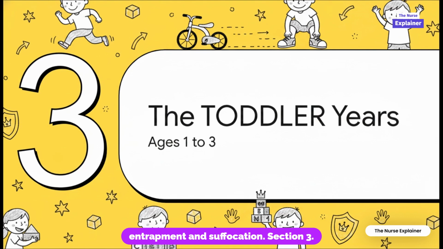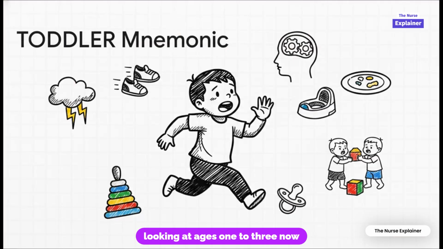Section 3, Navigating the Toddler Years. We're looking at ages 1 to 3 now. To capture this slightly chaotic, wonderful stage, we use the 9-letter TODDLERS acronym. T is for temper tantrums. O means they are on the move. These kids are everywhere, so safety risks shift to hazards like drowning and poisoning.